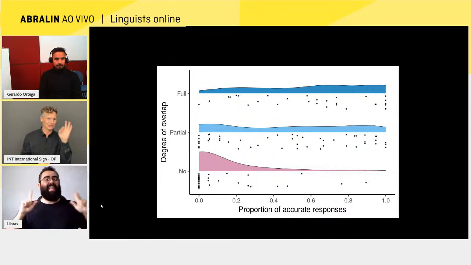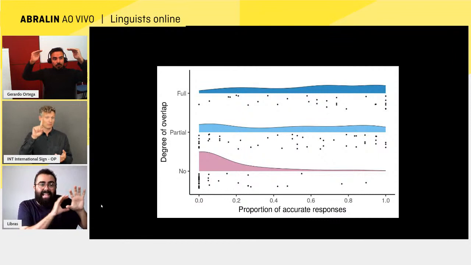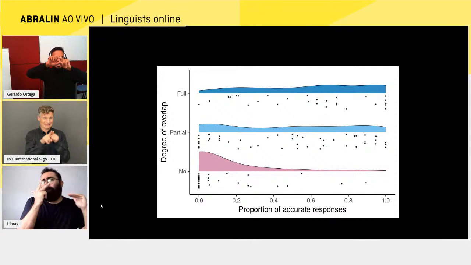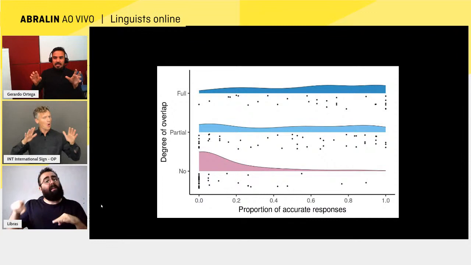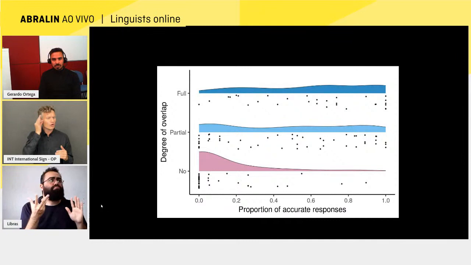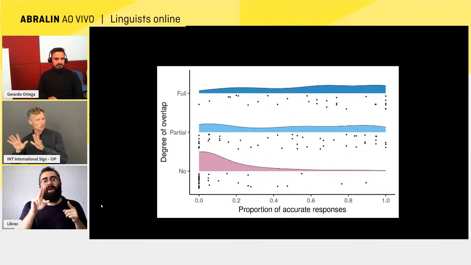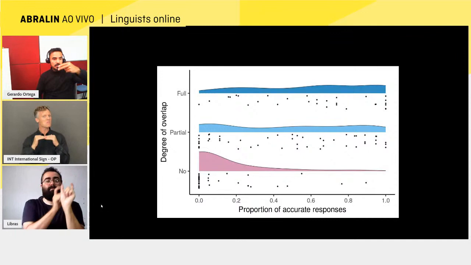However, in the other two conditions, full overlap and partial overlap, you can see that the thickness of the cloud is more even across the whole scale. This suggests that participants were more accurate at guessing the meaning of signs in these conditions because of the overlap with their gesture. And there is no difference between these two conditions, signs with full overlap and with partial overlap.